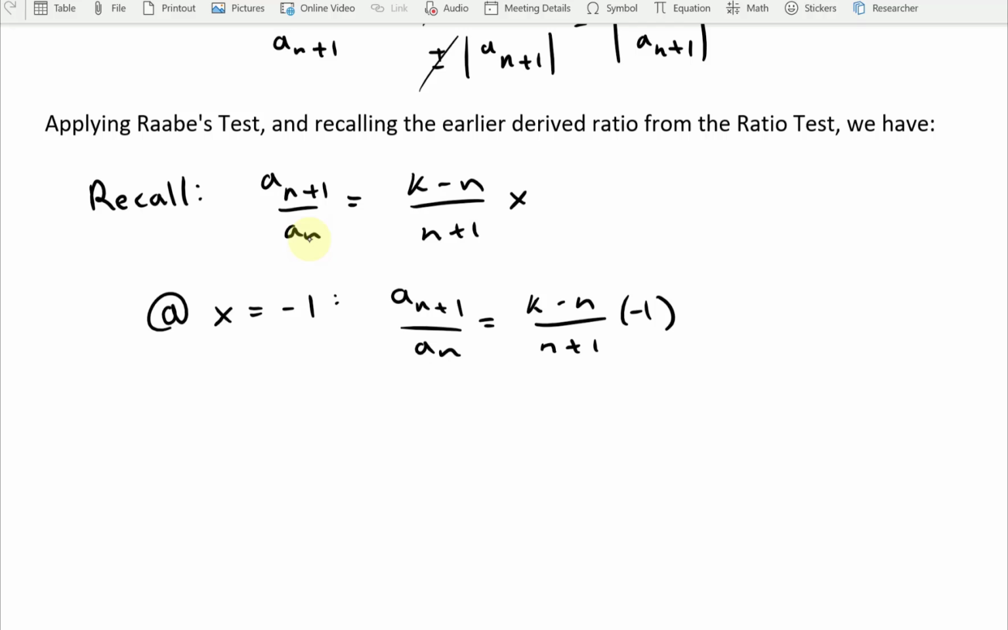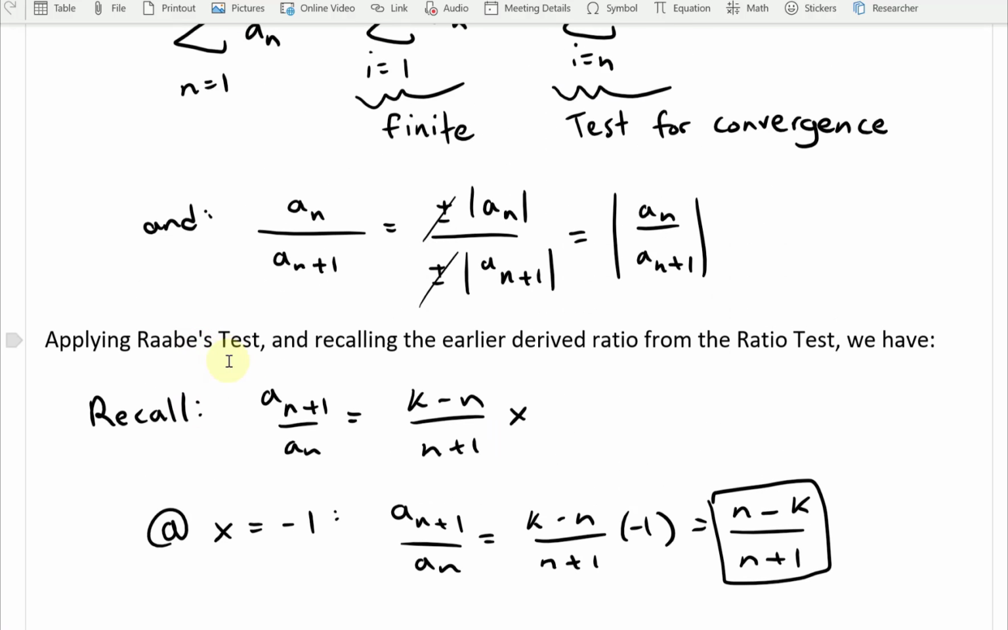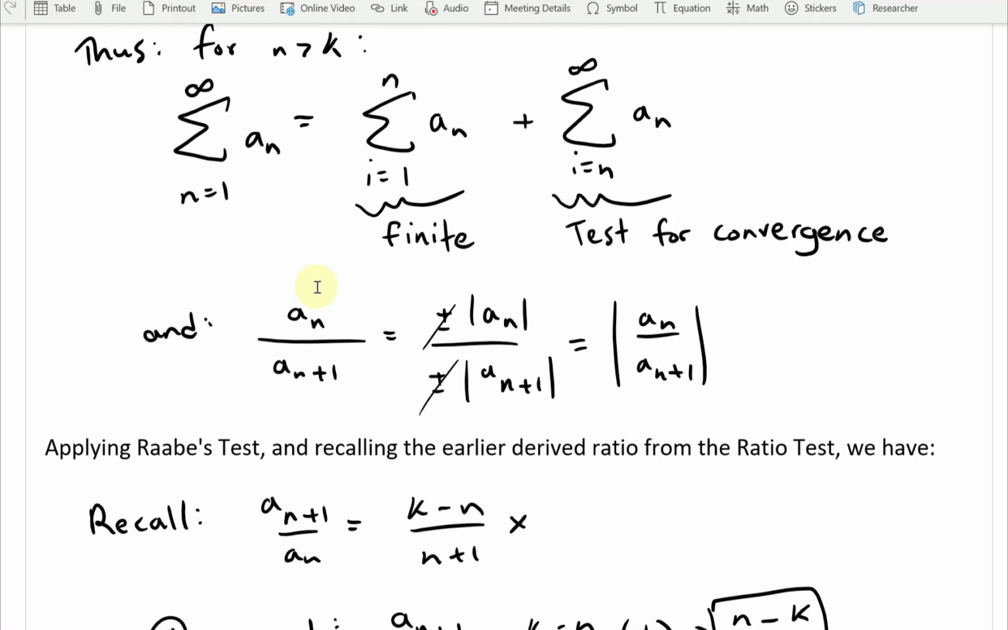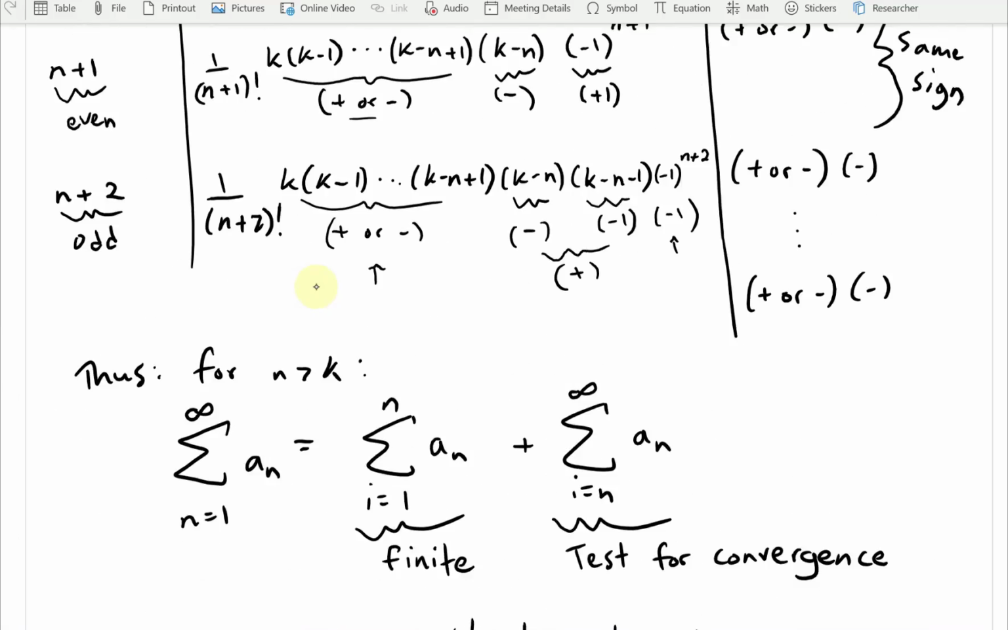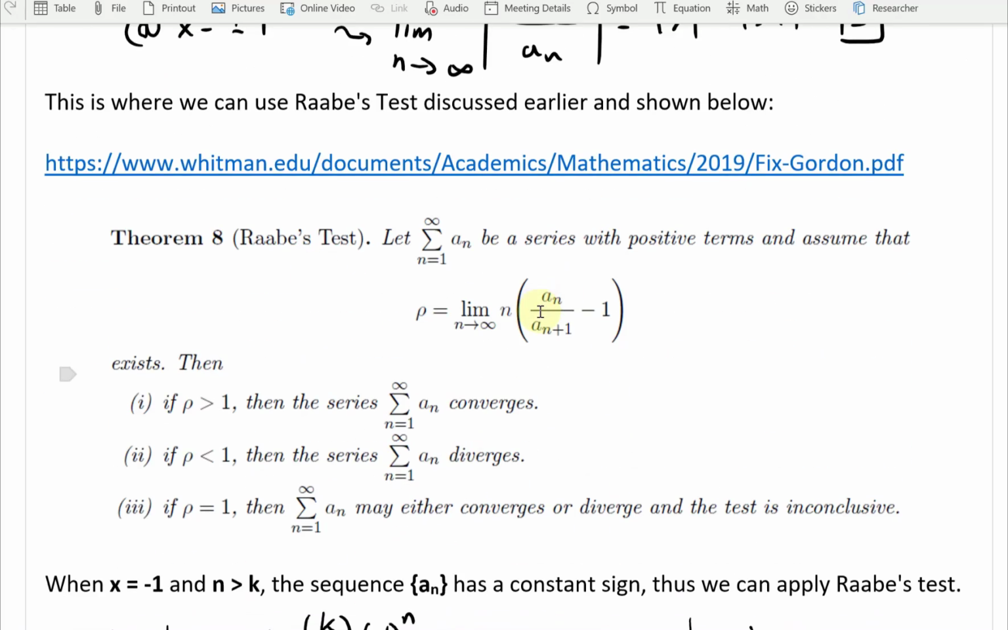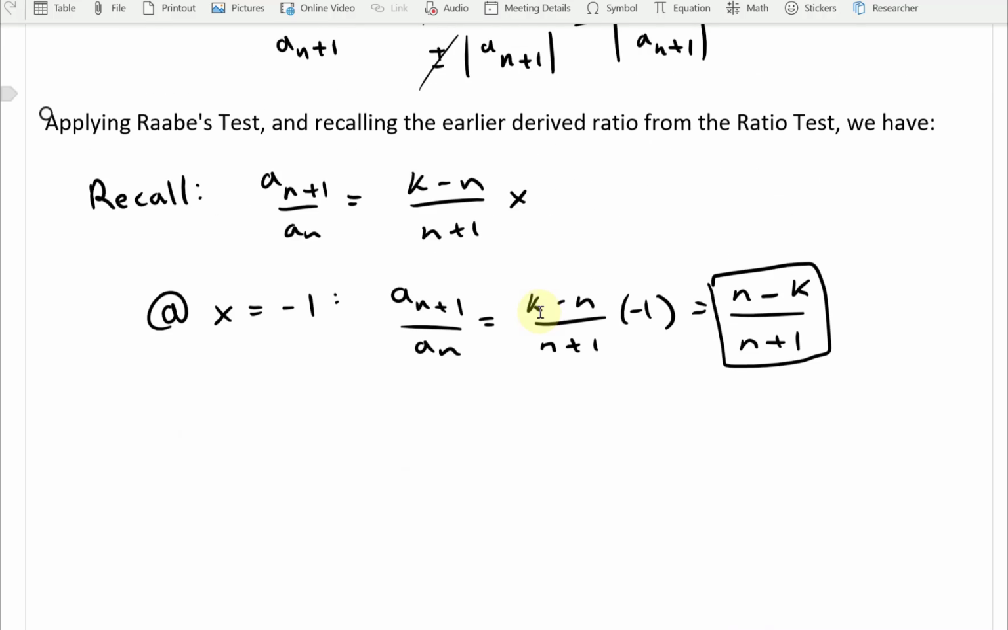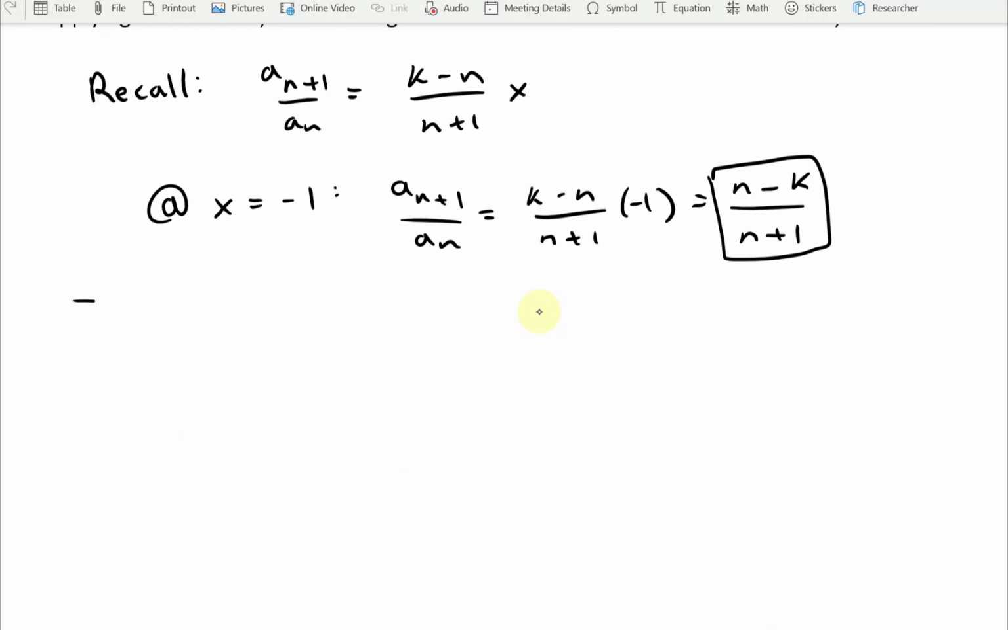And now this negative, we could just put that inside, so that the negative multiplied inside, so negative n is going to be positive, and then k is going to be negative. So we're going to have, and move it over to the other side, (n minus k) over (n plus 1), like this, and box this out. So that is our ratio, like that. But remember, the Raabe's test is the inverse of that. So we have a_n divided by a_(n+1). Yeah, so if we look at Raabe's test, it's a_n divided by a_(n+1), so the inverse of the ratio test.